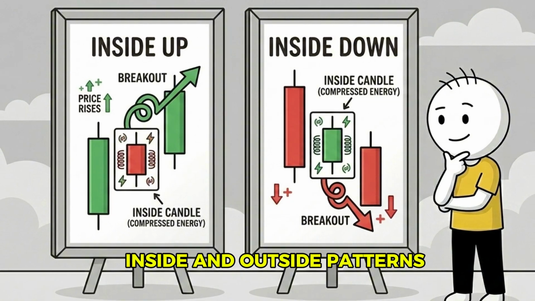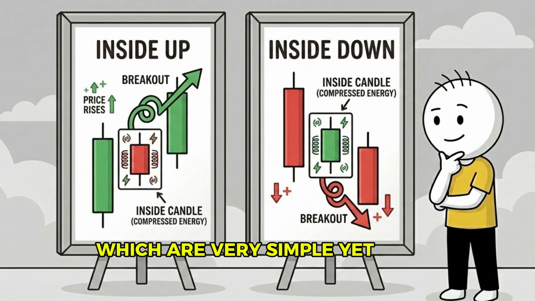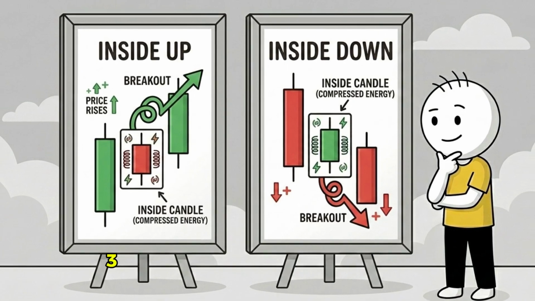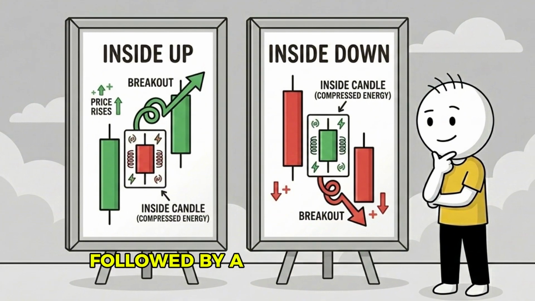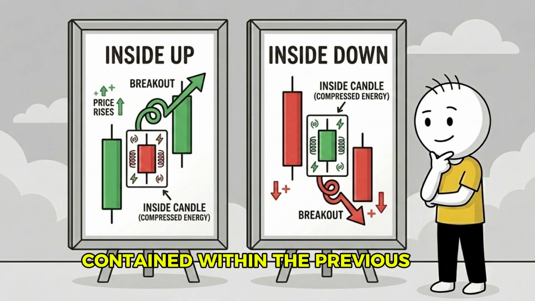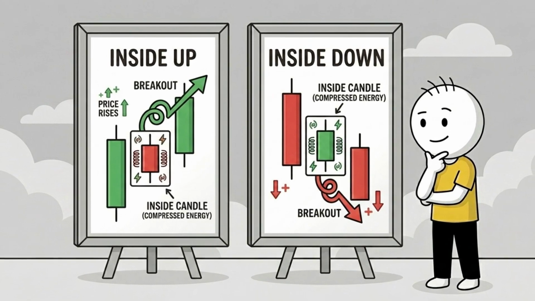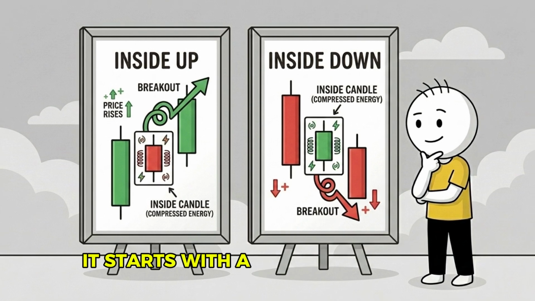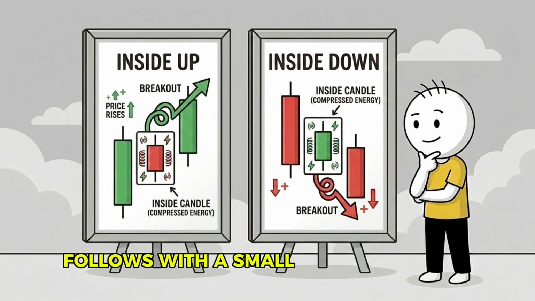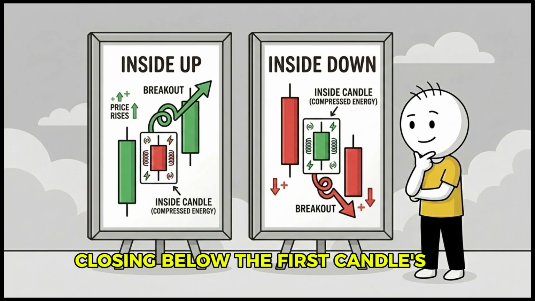Inside and outside patterns. Next, we have the 3 inside up and down patterns, which are very simple yet highly effective. 3 inside up is a bullish reversal that starts with a large red candle, followed by a small green candle contained within the previous body, and a third candle that closes above the first candle's high. Conversely, 3 inside down is the bearish version. It starts with a large green candle, follows with a small red inside candle, and ends with a third candle closing below the first candle's low.